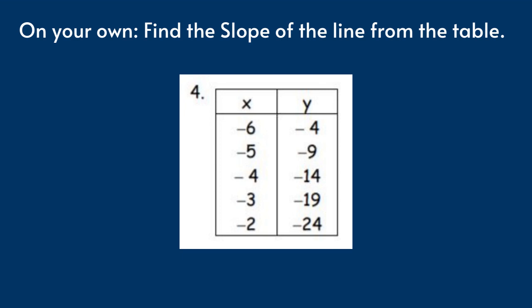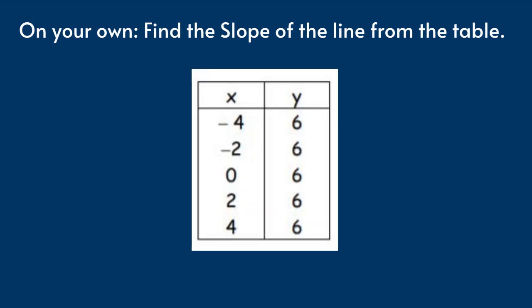Okay, so on your own, find the slope of the line from the table. So find your change in Y and divide it by your change in X. So I'm subtracting, my change in Y would be -5. My change in X is plus 1. So my slope then would be -5. Good job, guys.